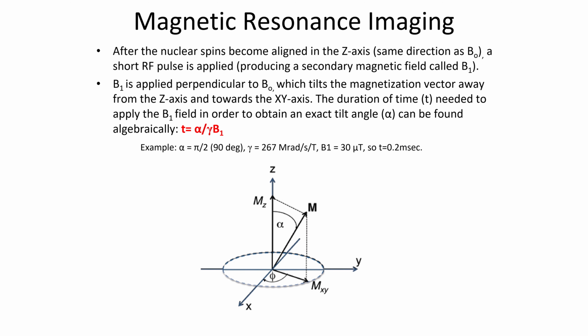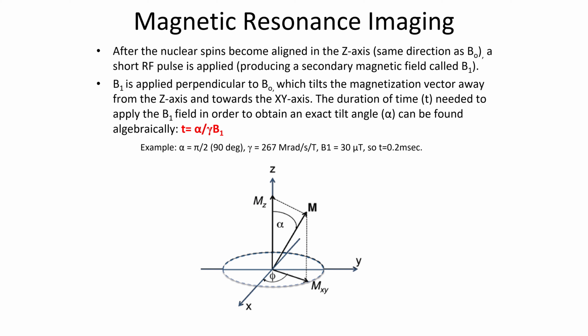Now, after all the protons are aligned in the magnetic field, we've done the first step of MRI, but we haven't actually extracted a signal yet. So we're going to use a short radio frequency pulse that produces a secondary magnetic field, and we're going to call that magnetic field B1. And that's going to be applied perpendicularly, which tilts the magnetization vector away from its normal alignment.